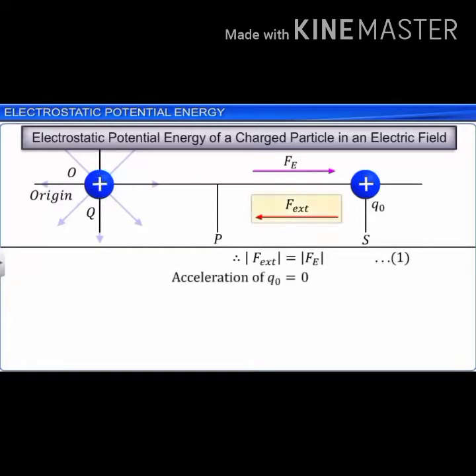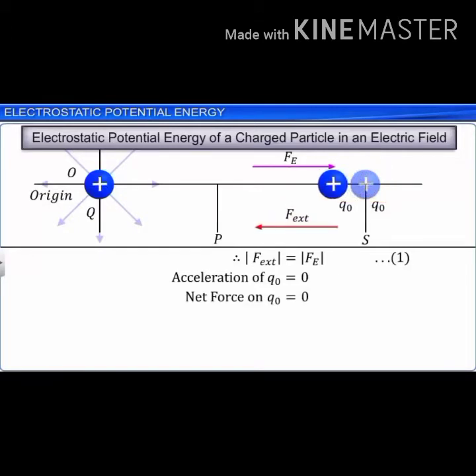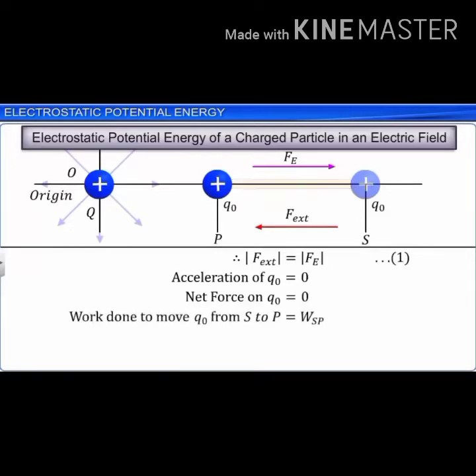The external force F should not give charge Q naught any acceleration. Therefore, the net force on Q naught is 0. The charge Q naught must be brought from point S to point P at very low constant speed. The work done to move Q naught from point S to P is denoted by WSP and is stored as electrostatic potential energy for charge Q naught. Therefore, electrostatic potential energy for Q naught is equal to WSP.